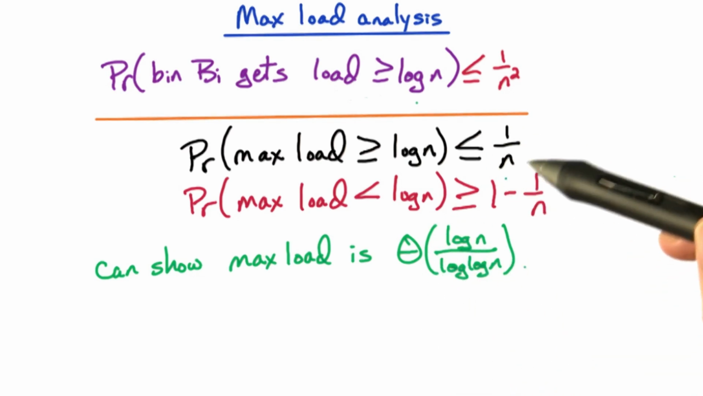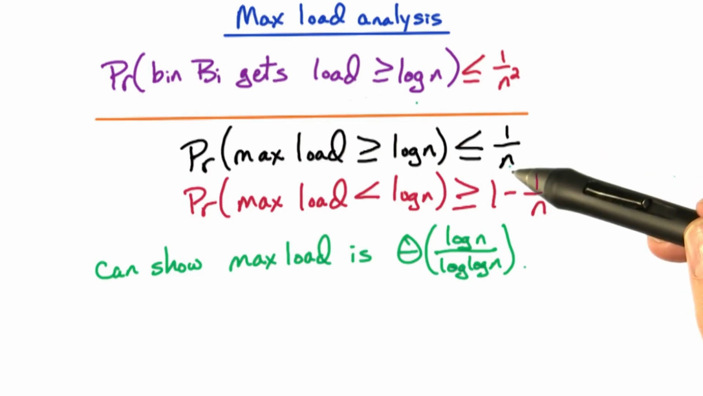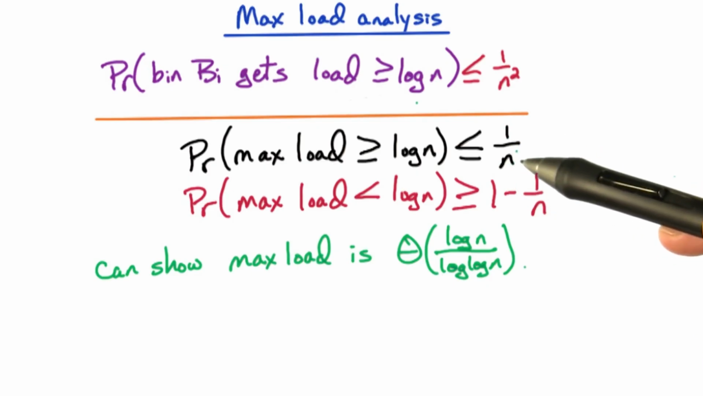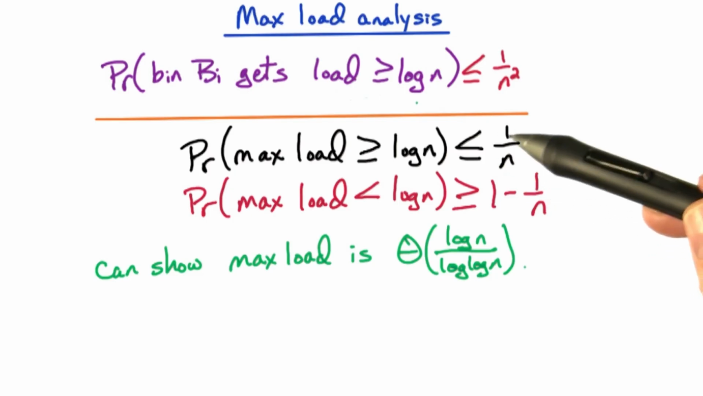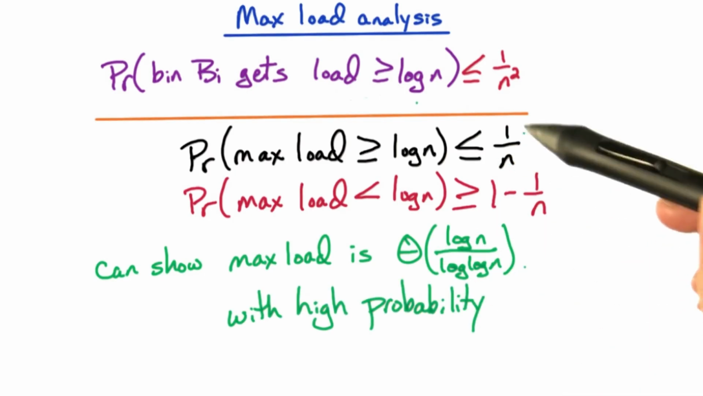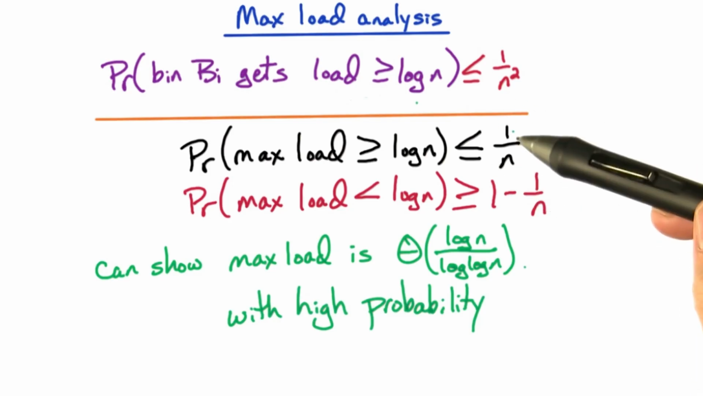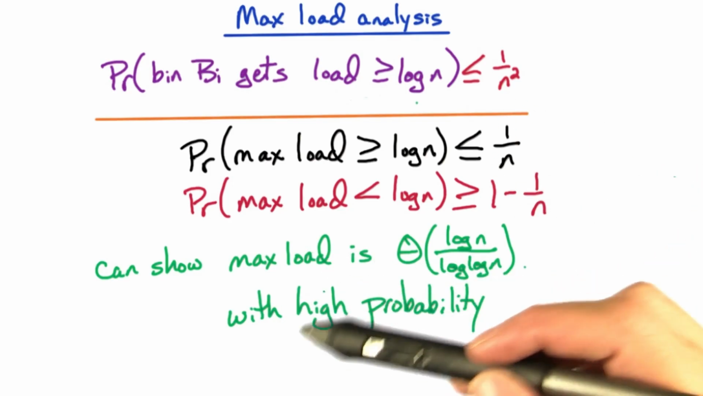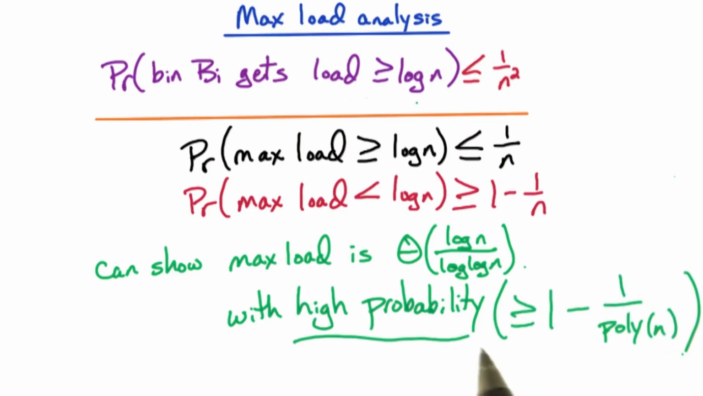And this error probability can be boosted from 1 over n to 1 over n squared, or 1 over n to the 10th, any polynomial in n we can get here by changing the constant up front. And when this error probability is 1 over a polynomial in n, we say that this event happens with high probability. In particular, if it happens with high probability, then that means it happens with probability at least 1 minus 1 over some polynomial in n. And we can make this polynomial as small as we want by increasing this constant out front.